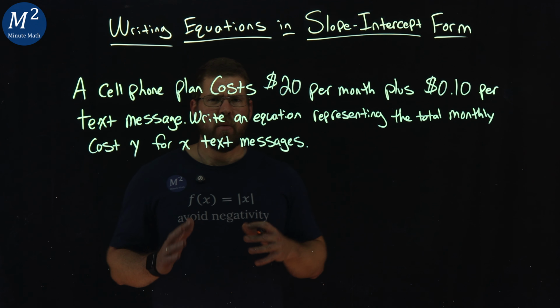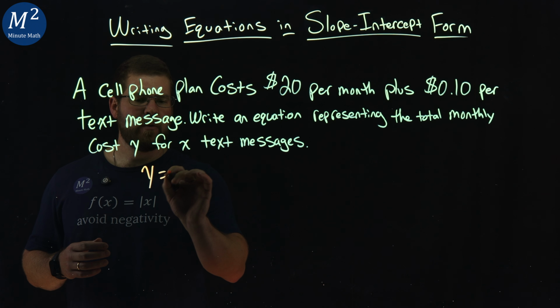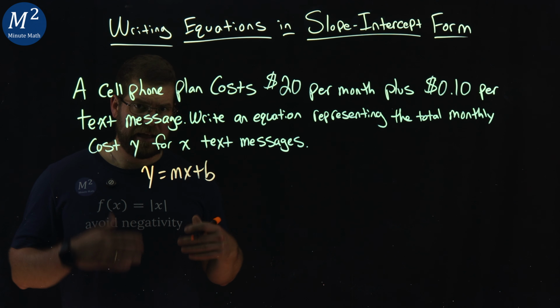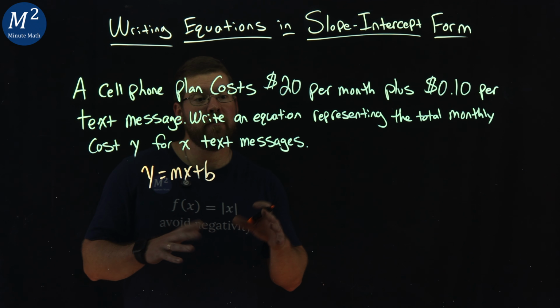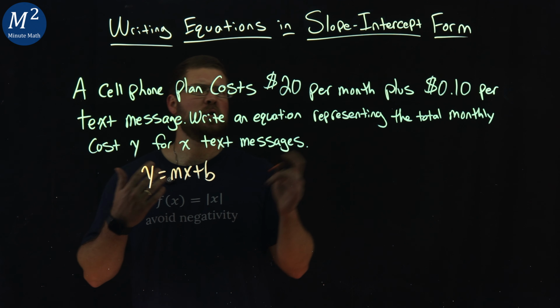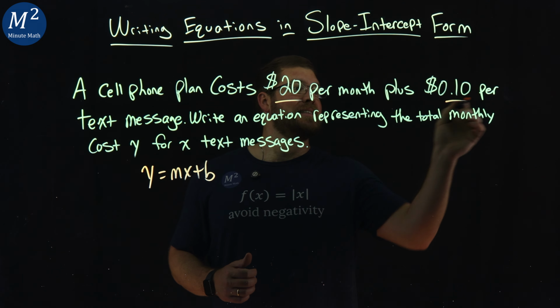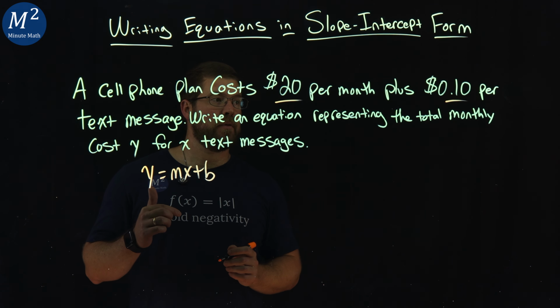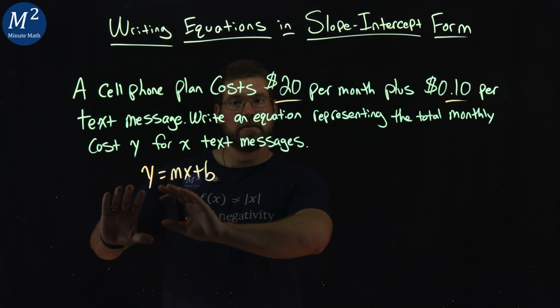Okay. Well, we want to see if we can write an equation here, and then we want it in our form of Y equals mx plus b. That's our goal. Y is the total cost, and X is the number of text messages. Our two values they gave us here is $20 per month plus 10 cents per text message. Okay. And we want Y is representing the total monthly cost, right?